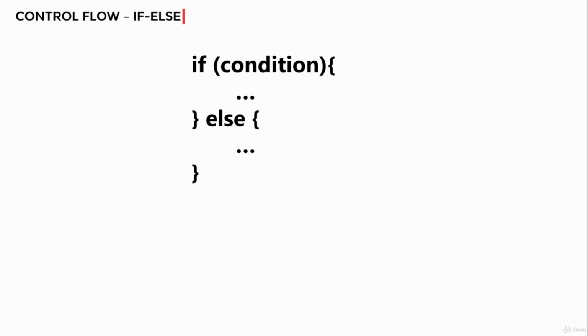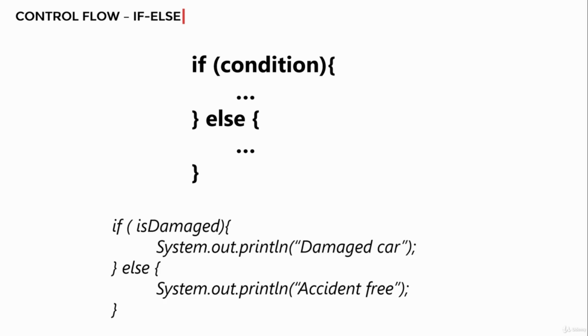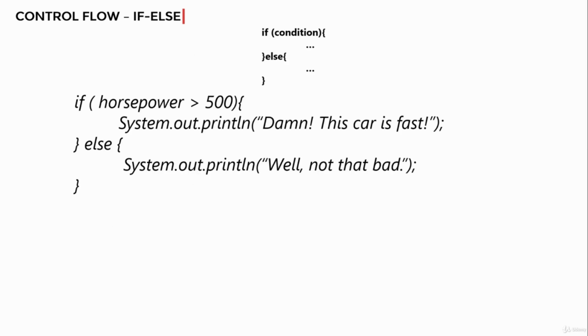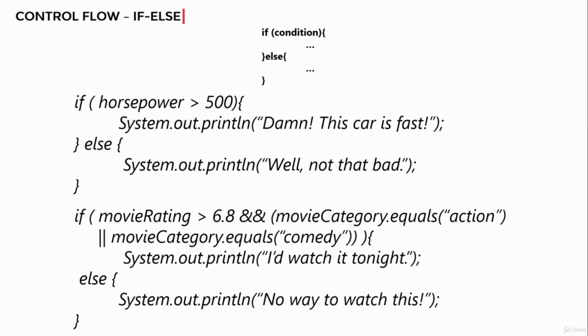In the case of is damaged, if the car is damaged, damaged car is printed out, otherwise accident-free text will appear. In the case of horsepower, when the car's horsepower is less than 500, we would get a reaction something like this, well, not that bad. And if the movie's rating is less than 6.8, or it's not an action or comedy, I would say no way to watch it.